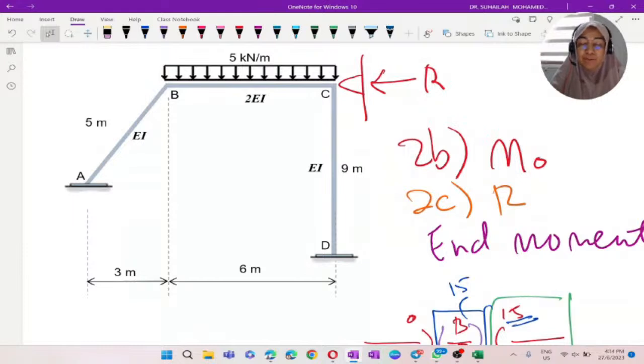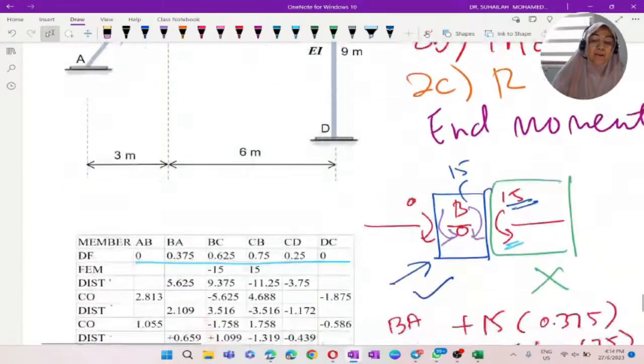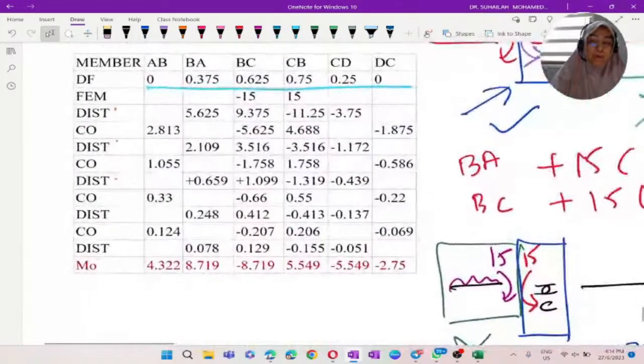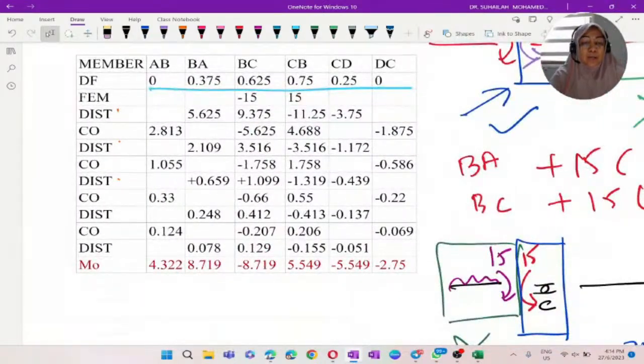We have put an artificial support at C so that the frame is properly restrained, meaning there is no delta in the frame, and the FEM we calculate is due to external loading only. And this is the table that we have produced. There are six member end moment, M naught, six values. Now we will continue to calculate the R value.